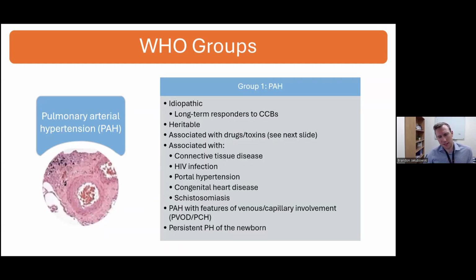PVOD is a kind of subset of pulmonary hypertension in which your heart catheterization will have hemodynamics that look like precapillary disease, but on pathology and histology, there's a very prominent venous and capillary involvement, and these patients don't actually respond as well to pulmonary vasodilators nearly as neatly. And then the last column I'd really like to highlight here are patients that have associated pulmonary hypertension with drugs and toxins, which we'll discuss on this next slide.